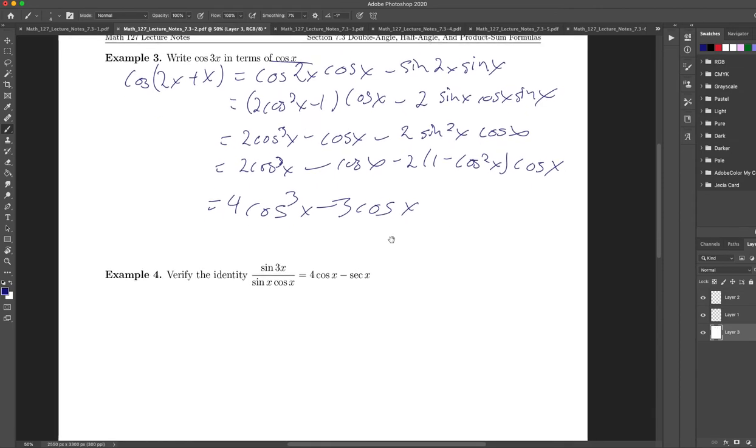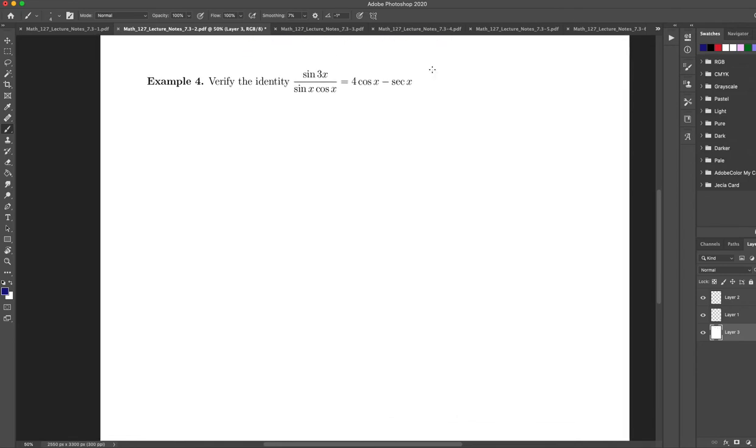Now what's the point of all this? Let's verify more identities. So let's go ahead and do this. Let's just deal with this real quick. Let's just find out what sine of 3x is.